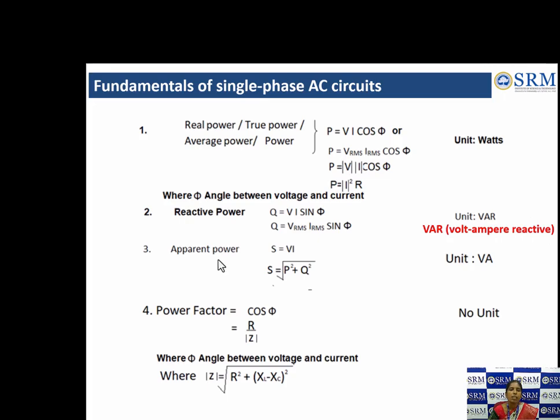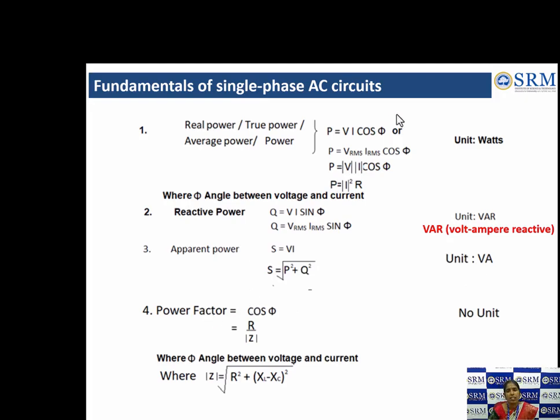What is apparent power? Apparent power is denoted by S, which is also a product of voltage and current. But this apparent power can be expressed in terms of real power and reactive power, that is equal to the square root of real power squared plus reactive power squared. Its unit is volt ampere.